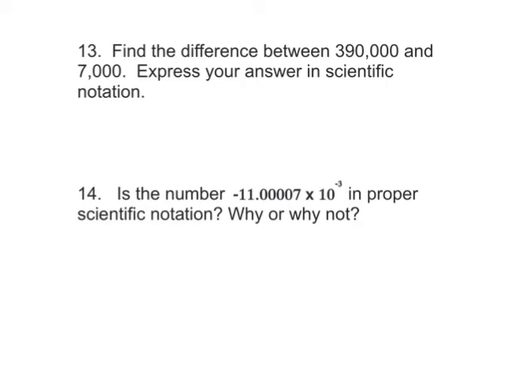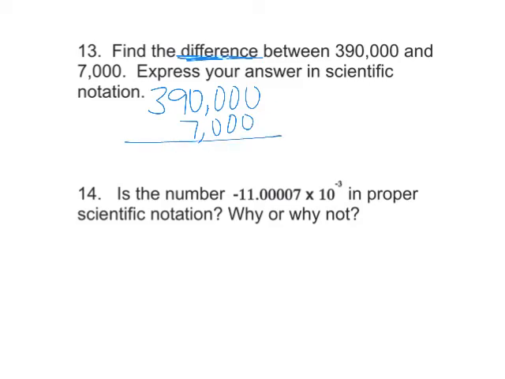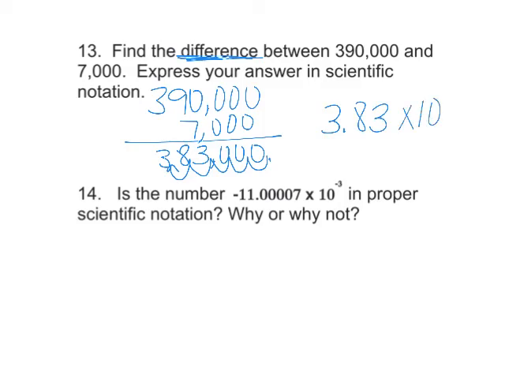Last two. Difference. What does difference mean? We're going to subtract. So we have to subtract 390,000 minus 7,000. So we subtract those and we get 383,000. Now it says express your final answer in scientific notation. Here's our decimal point, 1, 2, 3, 4, 5. So the answer is 3.83 times 10 to the positive fifth.